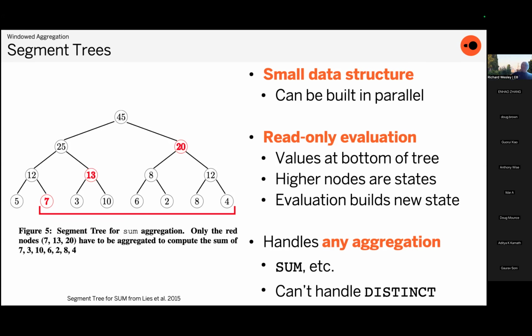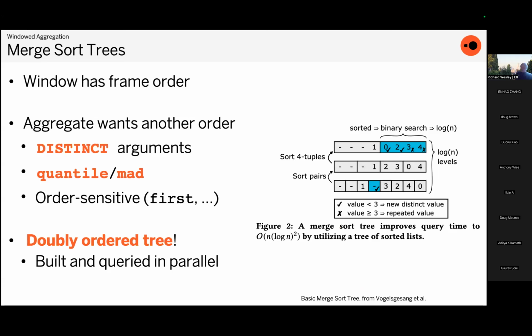But there are limitations. You can't handle distinct. And another problem is if you have a holistic aggregate like a quantile or median, each level of the tree will have another complete copy of the data, so it'll just explode. So you don't want to do that. The higher level observation here is that the window has a frame order, but the aggregate wants it to be in a different order. So how do you do 2 different orders at the same time?